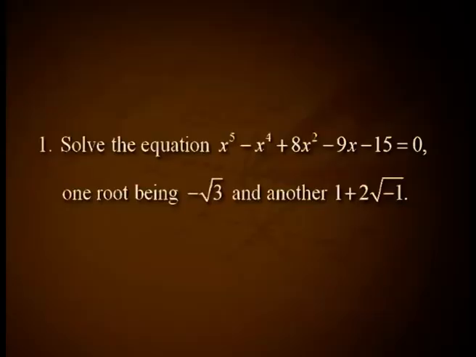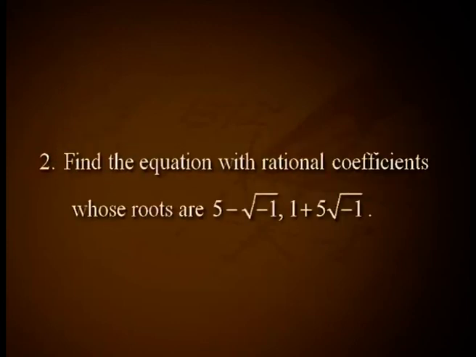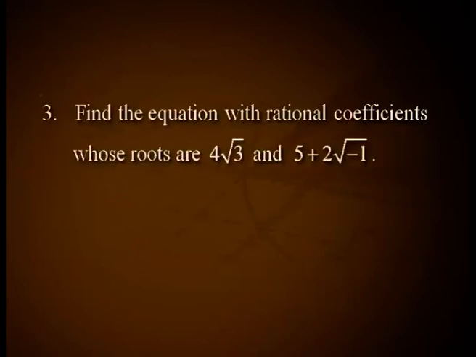Before moving to the next session, please try to answer the following questions. Question 1. Solve the equation x^5 minus x^4 plus 8x^2 minus 9x minus 15 equal to 0, one root being minus root 3 and another 1 plus 2 into root minus 1. 2. Find the equation with rational coefficients whose roots are 5 minus root minus 1, 1 plus 5 into root minus 1. 3. Find the equation with rational coefficients whose roots are 4 into root 3 and 5 plus 2 into root minus 1.